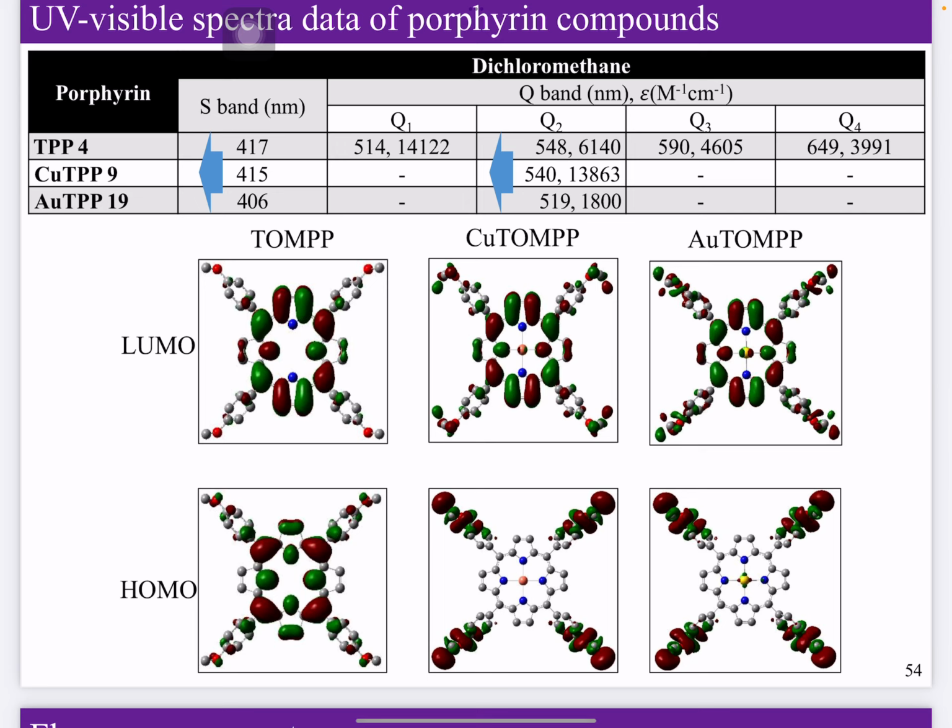Within the DFT calculations and the comparison between TPP, copper TPP and gold TPP, they show the S band is reduced from 417 to 415 and also 406. The Q band is reduced as well.